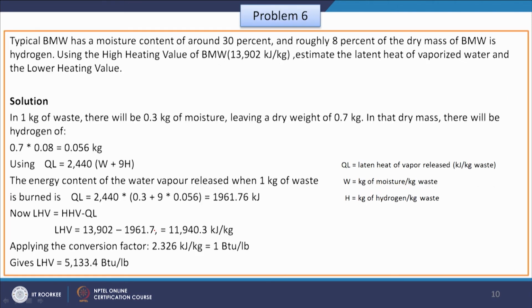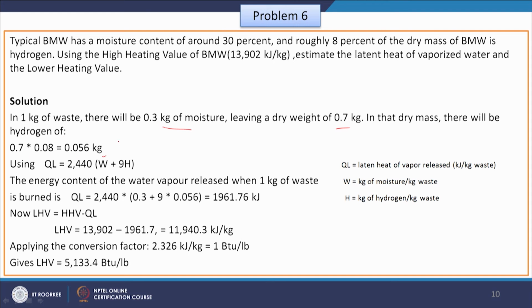Now, problem number 6. The statement is: typical biomedical waste has a moisture content of around 30% and roughly 8% of the dry mass of BMW is hydrogen. Using the high heating value of BMW, 13902 kilojoule per kg, estimate the latent heat of vaporization of water and the lower heating value. So, let in 1 kg of waste there will be 0.3 kg of moisture, 30% already given, leaving a dry weight of 0.7 kg. In that dry mass there will be hydrogen of how much? 8% of the dry mass. So, 0.7 into 0.08, so 0.056 kg.